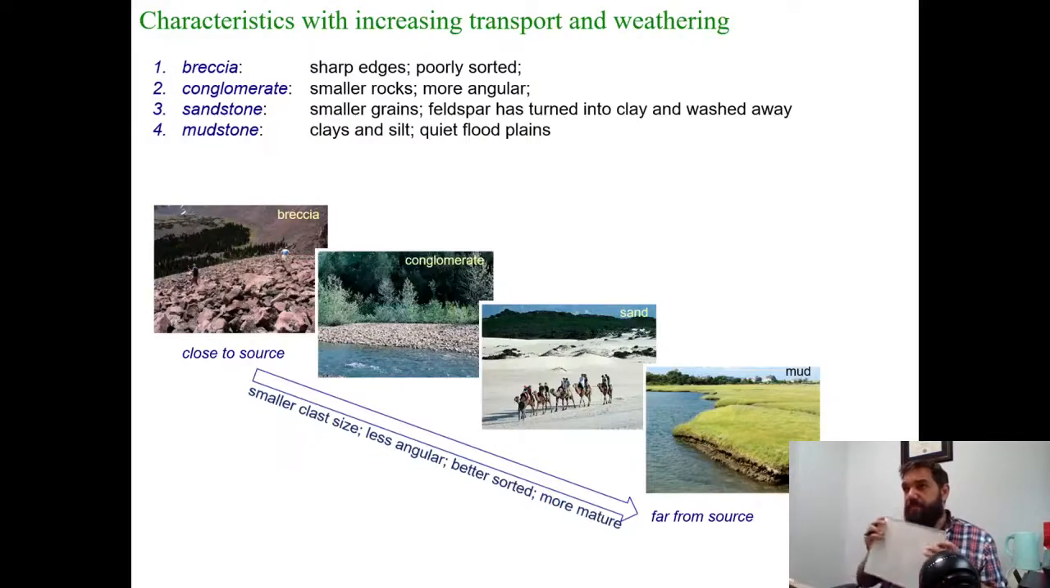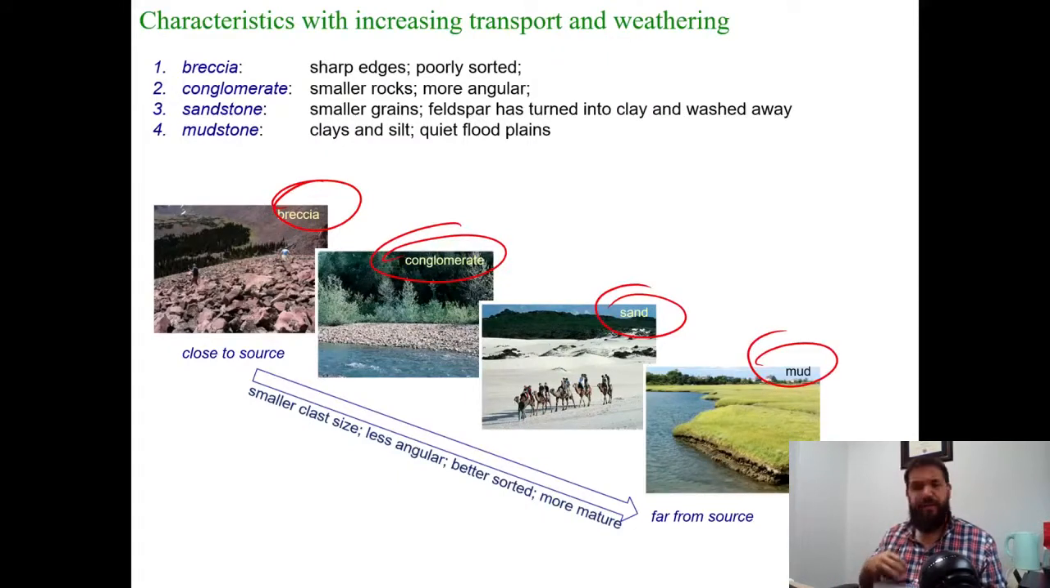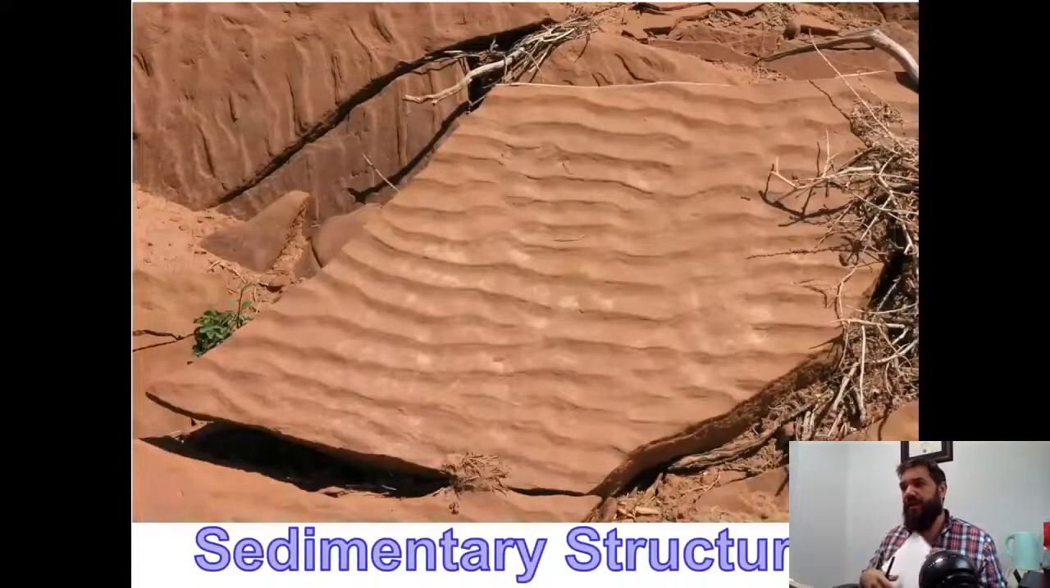What do you get? Close to source, breccias. You get further away, you get conglomerates. When you get further away, you get sand, and then finally, when you get far away, you get mud and silt and things like that. Okay, so you get smaller and smaller clasts as you get further from the source. You get more spherical and less angular as you get further from the source. You get better sorting as you go further from the source, and you become more chemically mature as you move further from the source. Okay, so that's a recap of all that stuff.